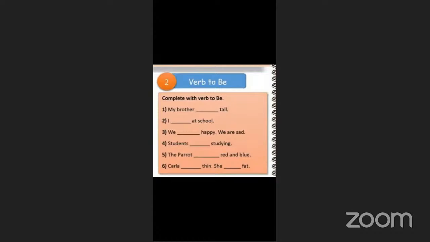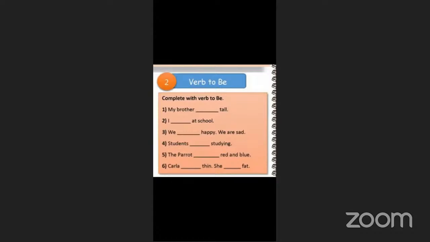Right. Now you can complete with the be verbs that we have learned. Am, is, are. Right? There are 6 sentences. So you can quickly write down the answers. Write only the answers. Look at the sentence and write only the answer. Look at the first sentence. My brother blank tall. Number 2, I blank at school. Then number 3, we blank happy.